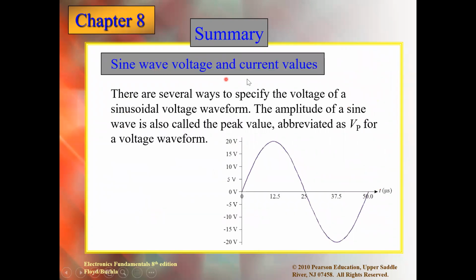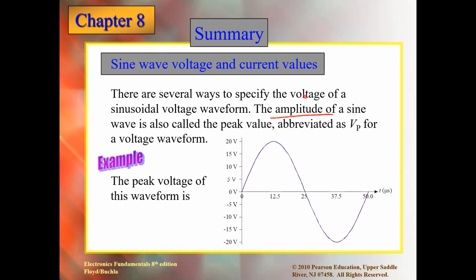Sine wave voltage and current values. There are several ways to specify the voltage of a sinusoidal waveform. The amplitude of a sine wave is also called the peak value. What is that? The amplitude. We discussed the amplitude. It is denoted by A. It is also called the peak value, because what is the peak value? The maximum value, and it is abbreviated as VP.